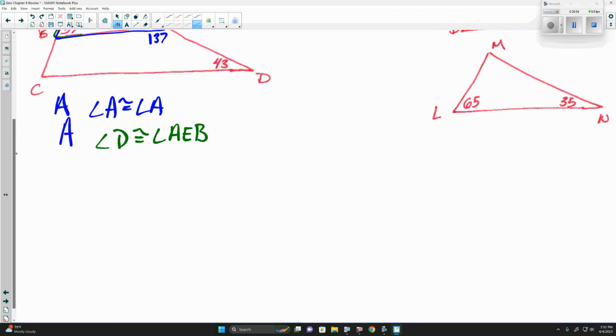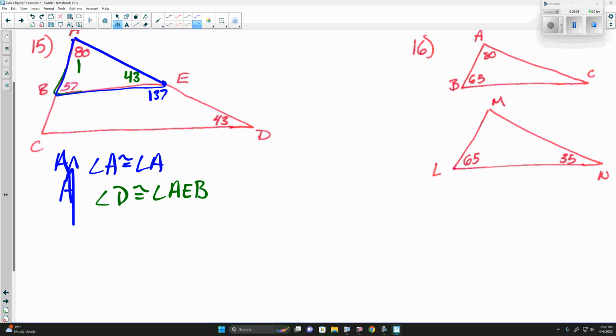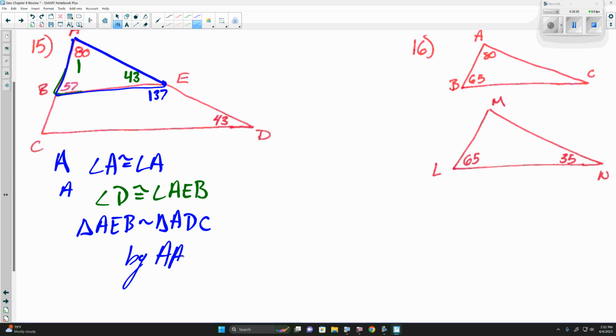We do have two angles, so we can say triangle AEB is similar to triangle ADC by angle.